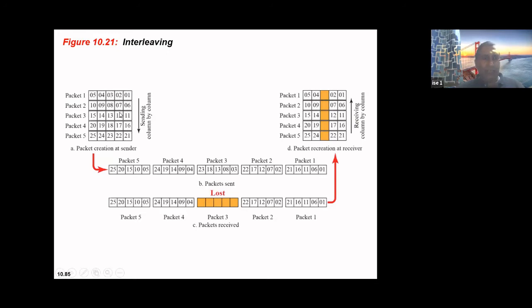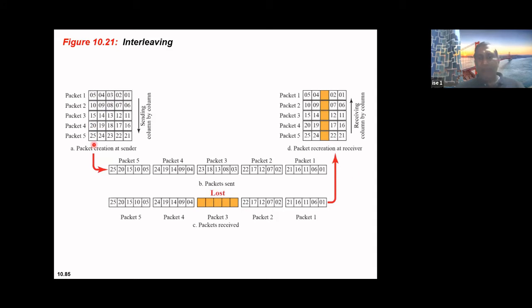Then 2, 7, 12, 17, 22 is going as the second packet. And the third column, the entire thing is going as the third packet. And the fourth column, you got the idea, is going as the fourth packet, like 4, 9, 14, 19, 24, and this is the fifth column.